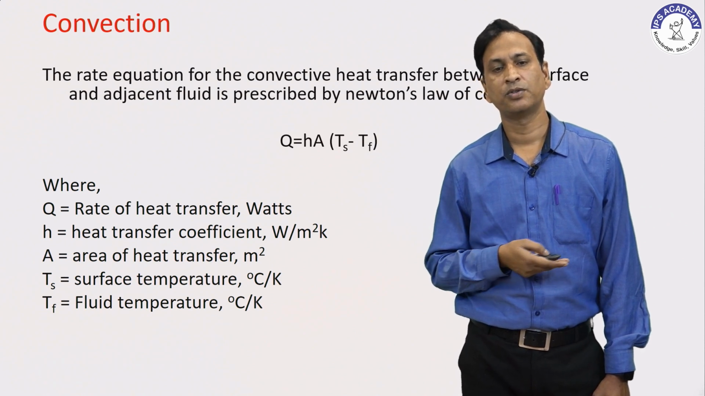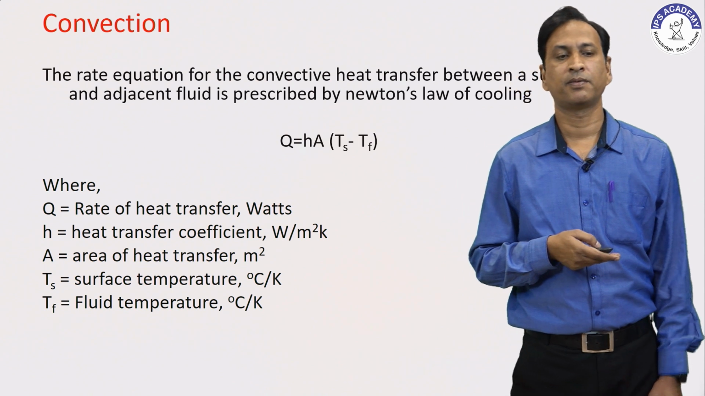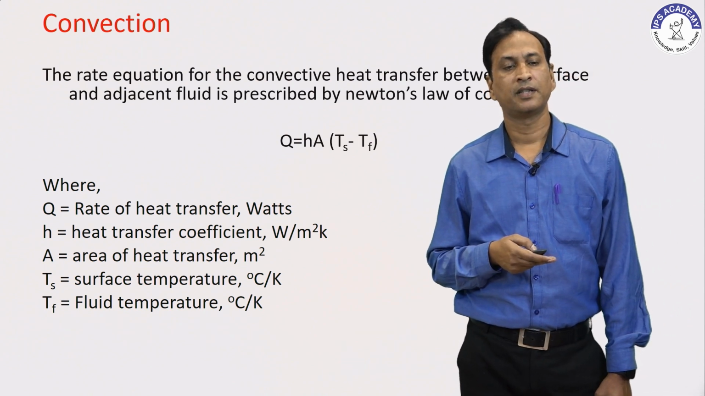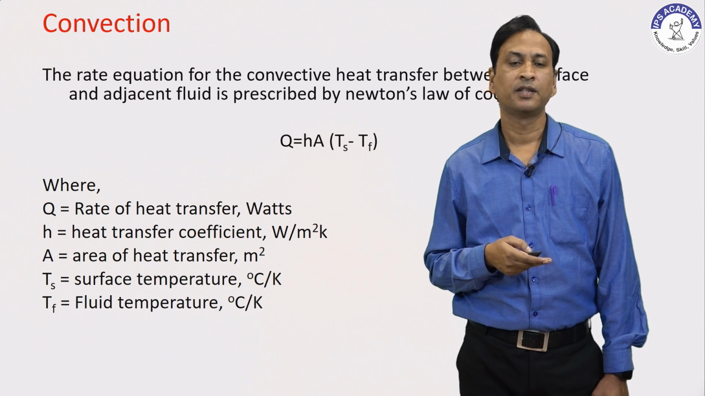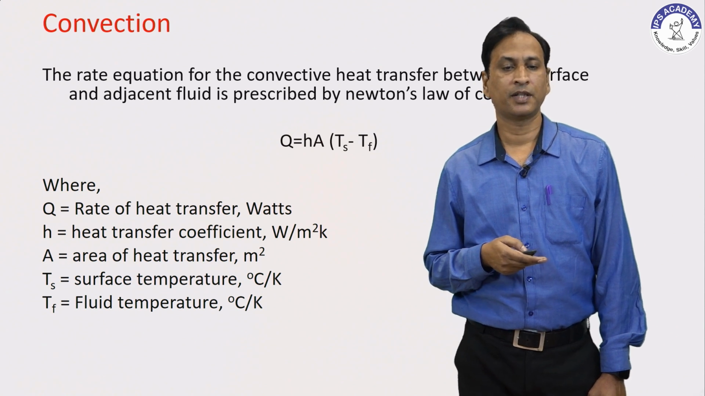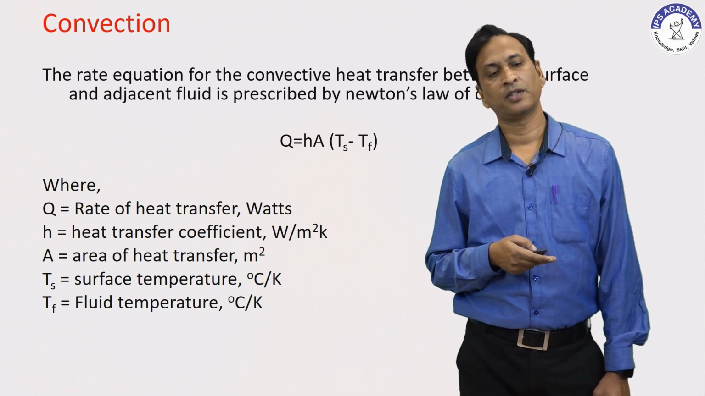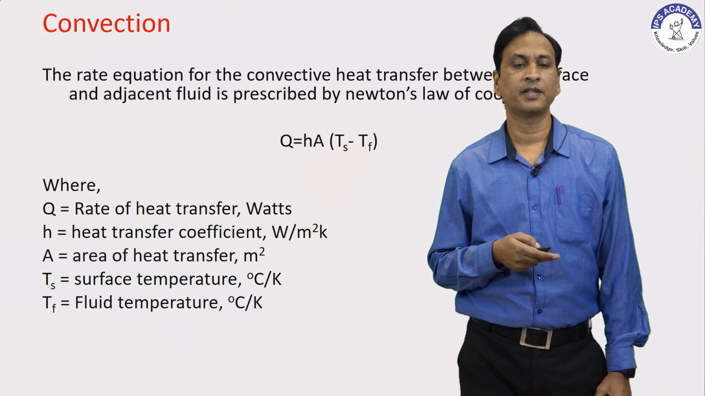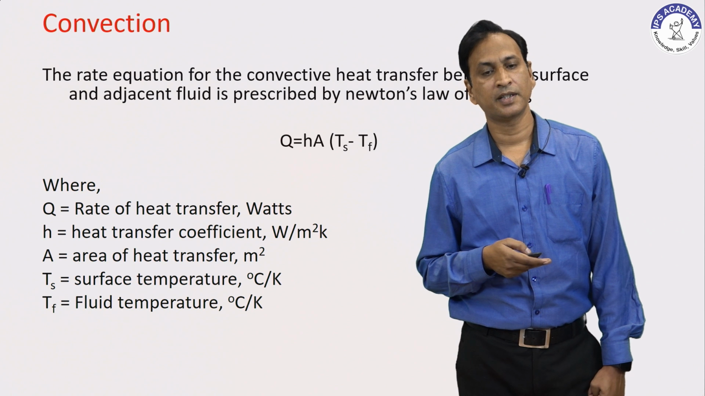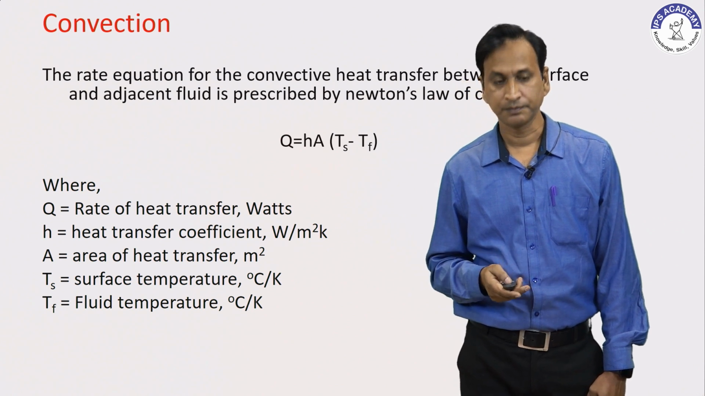We found in conduction the Fourier's law, and for convection it is Newton's law. Q is equal to hA Ts minus Tf, where Q is the rate of heat transfer in watt, h is the heat transfer coefficient, the unit of heat transfer coefficient is watt per meter square Kelvin. A is the area of heat transfer in meter square. Ts is the surface temperature in degree Celsius or Kelvin. Tf is the fluid temperature in degree Celsius or Kelvin.